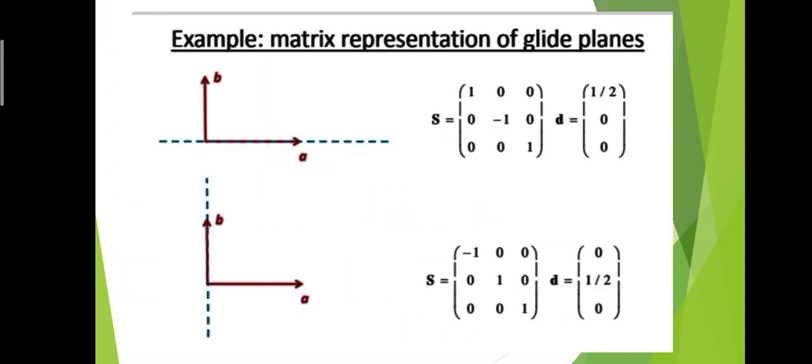Example: matrix representation of glide plane. S is equal to 1 0 0, 0 minus 1 0, 0 0 1, and D is equal to 1/2, 0, 0.